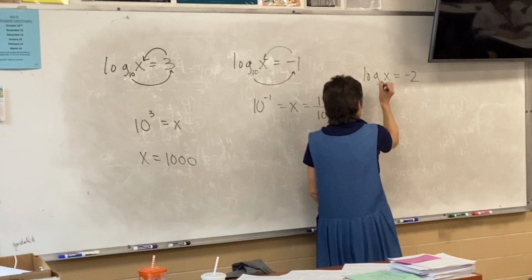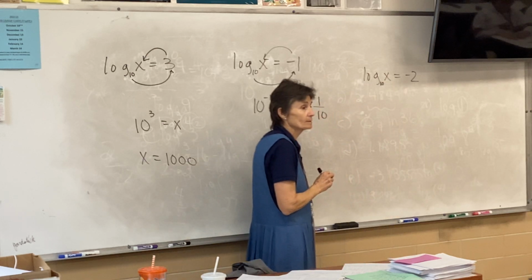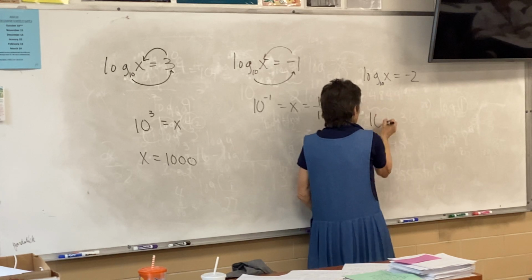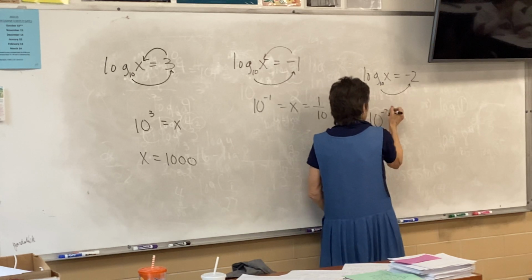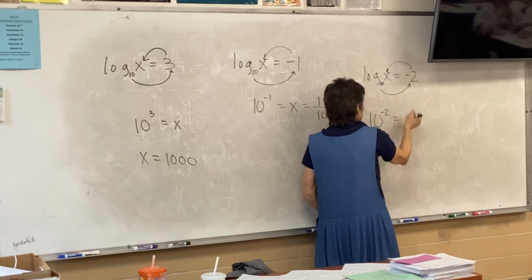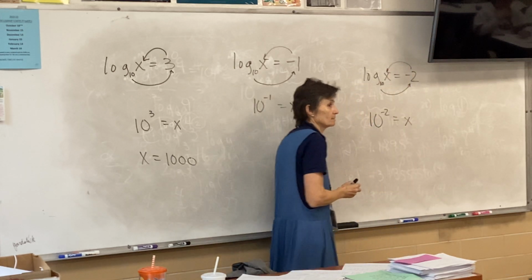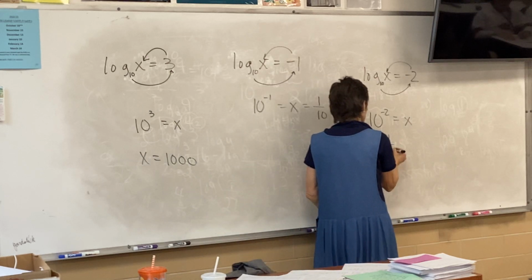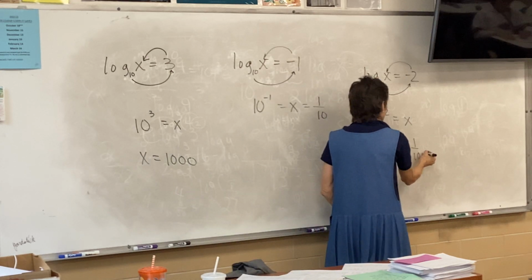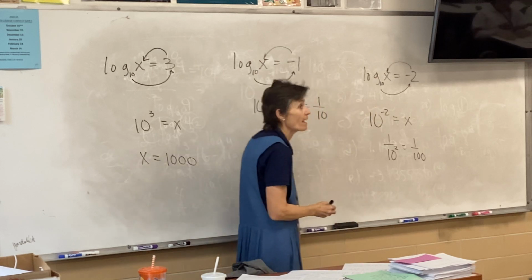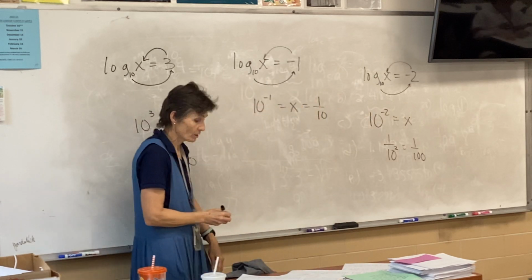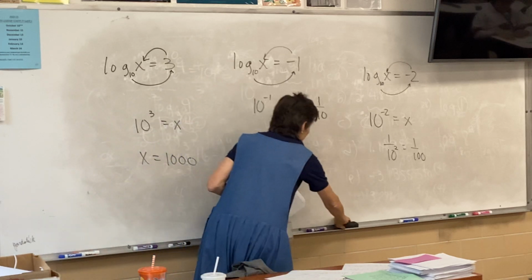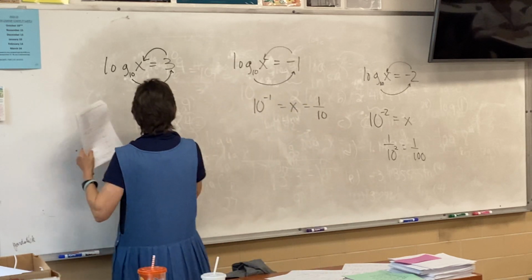All right, here's another one. Here we go. 10 to the negative second equals x. 1 over 10 squared, which is 1 over 100. So the answer is x equals 1 over 100. You are solving an equation, so your answer is going to be x equals.